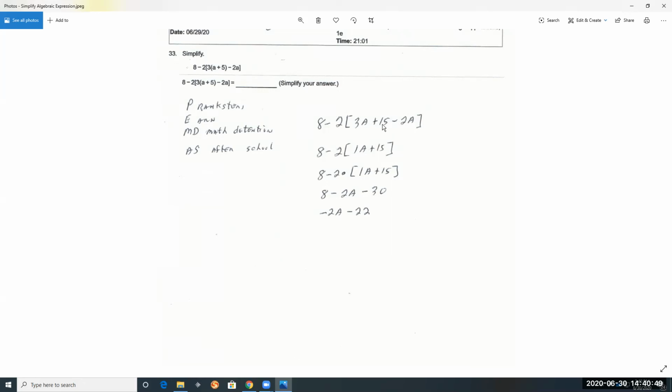So in the given problem, we have a bracket with the parentheses inside, so we will distribute 3, getting 3a plus 15, take away the 2a. It's nice to simplify what's inside first before moving outward. So 3a minus 2a is 1a plus the 15.